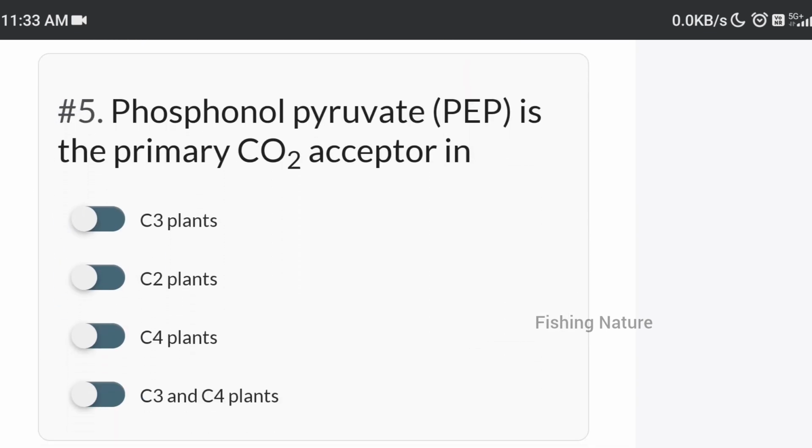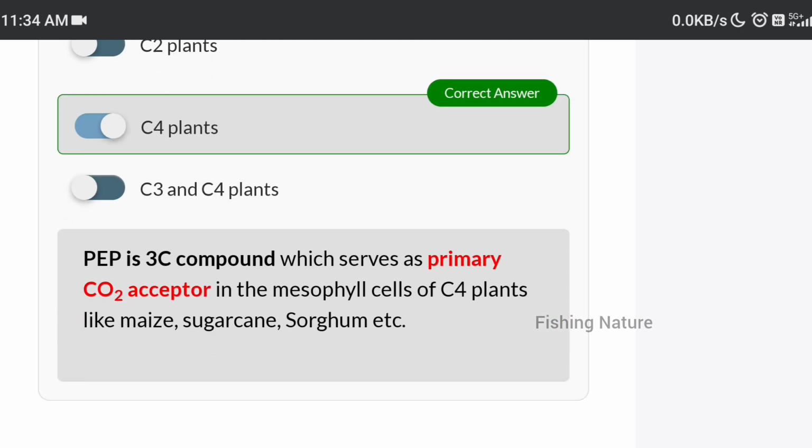Next, phosphoenol pyruvate is a primary CO2 acceptor in C3 plants, C2 plants, C4 plants or C3 and C4 plants. It occurs in C4 plants.